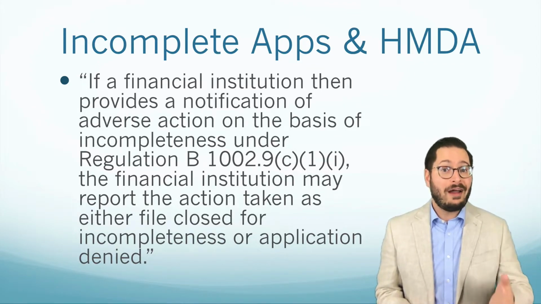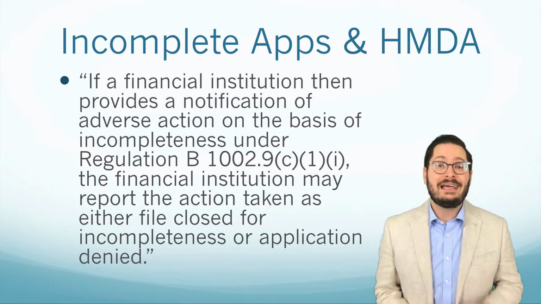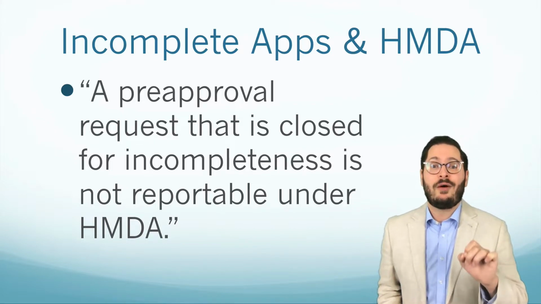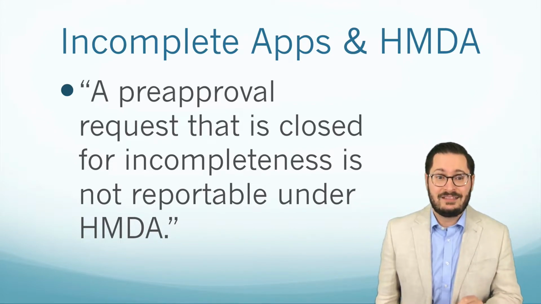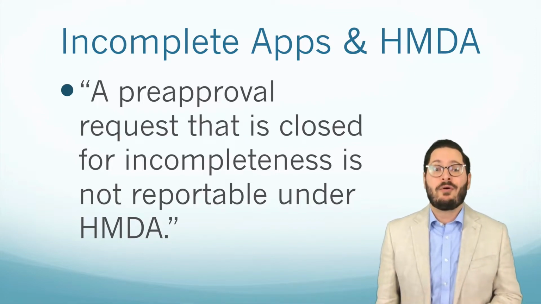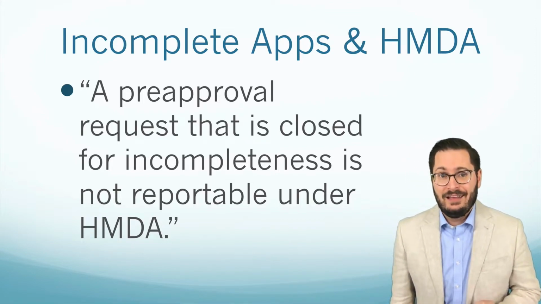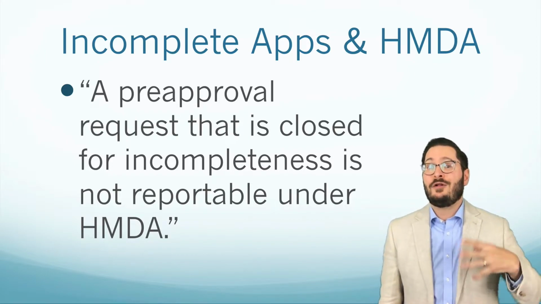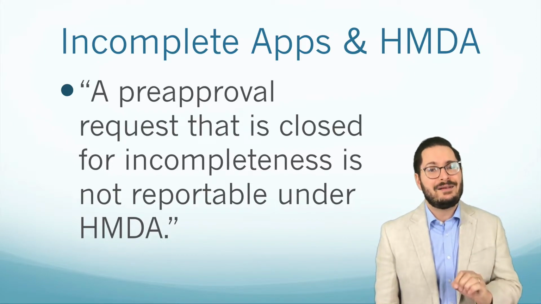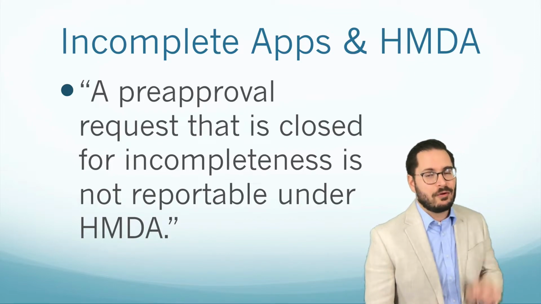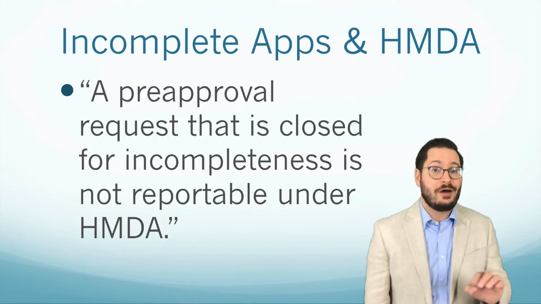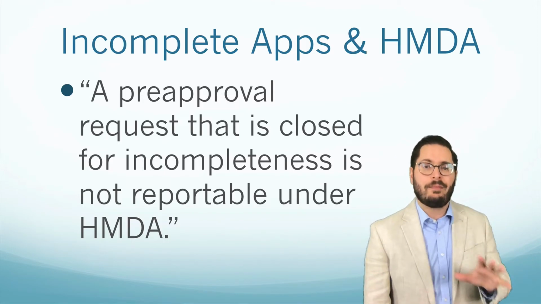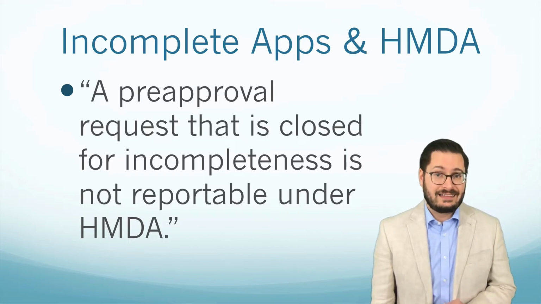Now the rules go on and tell us one more thing about incomplete applications. They talk about pre-approvals. They say a pre-approval request that is closed for incompleteness is not reportable under HMDA. So again, if you have a pre-approval request that is closed for incompleteness, that loan is not going to be HMDA reportable because pre-approvals are not HMDA reportable, especially those that are closed for incompleteness. Now, if they're denied, they are reportable, but closed for incompleteness are not.